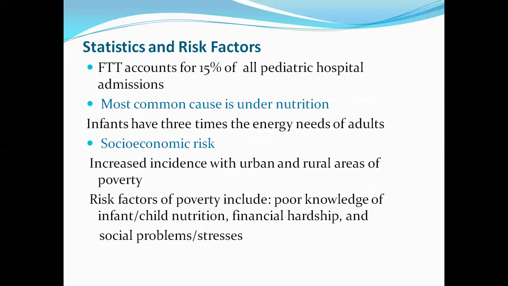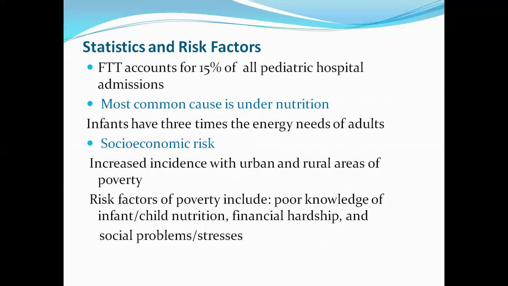Statistics and risk factors. FTT, failure to thrive, accounts for 15% of all pediatric hospital admissions. So this is a good number. Plenty of patients are admitted to hospital on account of failure to thrive. The most common cause is undernutrition. Obviously, the baby is not taking food properly, or food is not being given to the baby in adequate amount. So undernutrition is the most common cause.